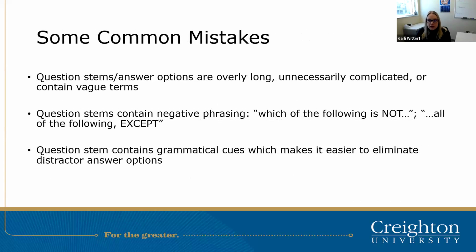So when writing questions, even though those are the four main rules, there are still some common mistakes made. One common mistake you might see is that the question stem or the answer options are overly long, unnecessarily complicated, or contain very vague terms. So again, just make sure it's concise. You have one concept in mind when writing these questions and wanting your students to answer them, so keep just the necessary information that's needed for the question.